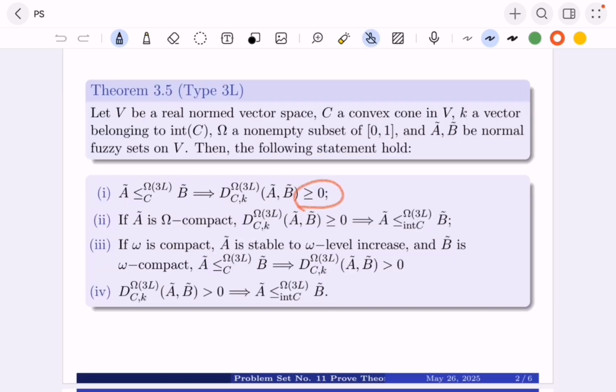Next, we have 4. If the cone distance from A to B is strictly positive, then the fuzzy set A is strictly less than B with respect to the interior of the cone order under the 3L level set comparison. So this says that if we have to move A forward in the direction of K to reach the cone under B, then A must originally lie strictly below B, not just touching but truly inside the ordering cone.